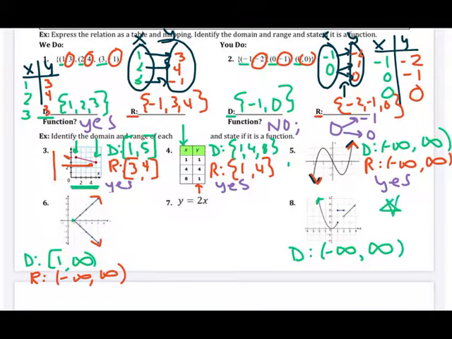And this is by far the most challenging one on here. This is called a piecewise function because there are multiple pieces making up the graph. Well, I guess it's called a piecewise graph. We haven't established whether or not it's a function yet.